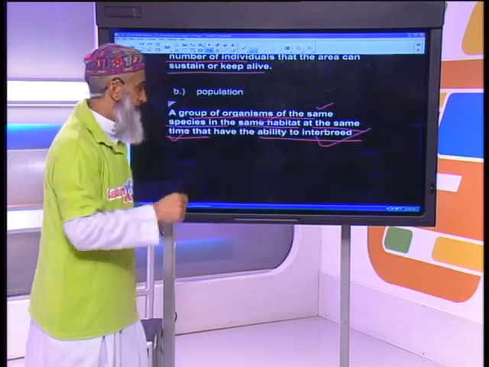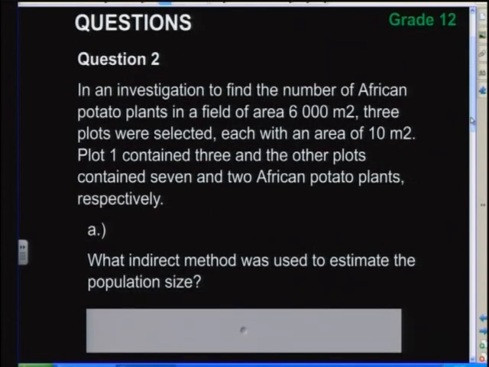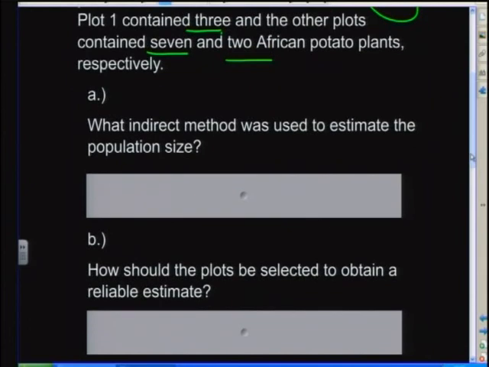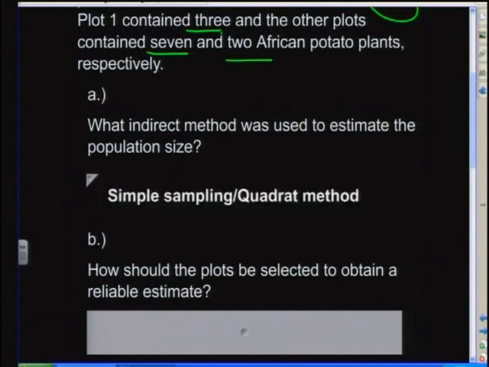In an investigation to find the number of African potato plants in a field area of 6,000 meters squared, 3 plots were selected, each with an area of 10 meters squared. Plot 1 contained 3. Here's your one figure. Here's the second figure. 3, and the other plots contain 7 and 2 African potato plants respectively. Now they want you to work it out. What indirect method is used here, firstly? Just the one we were talking about. Simple sampling or the quadrat method.